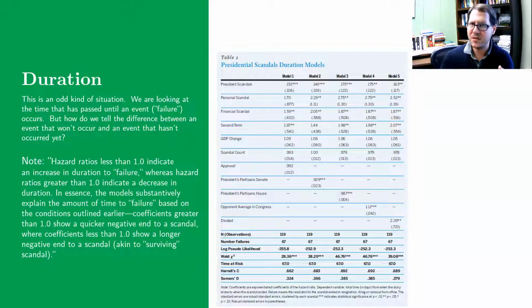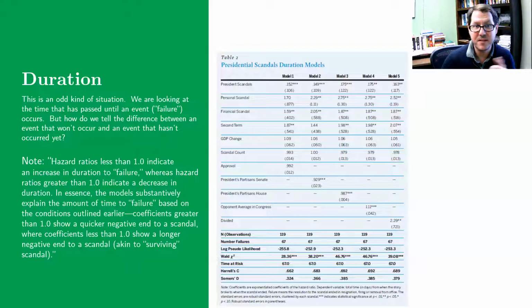And that actually makes intuitive sense, right? If it's less than 1, that means that as the president is popular, the person is going to be able to hang on longer. Whereas if the president was unpopular, they might get thrown overboard quickly as a way to minimize the damage. And then hazard ratios greater than 1 indicate a decrease in duration.